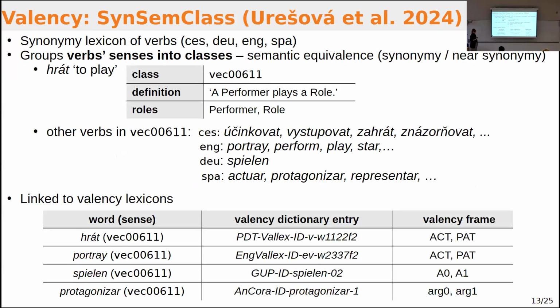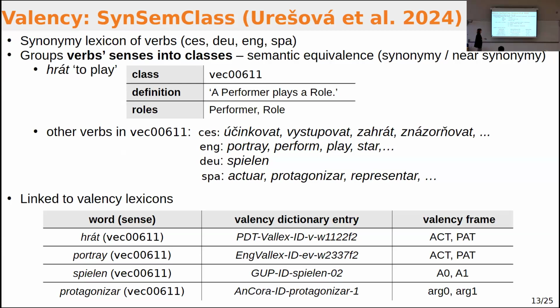So for the valency characteristics now, I use SynSemClass, which basically is a synonymy lexicon of verbs that contains multiple languages. Right now, it contains Czech, German, English, and Spanish. And what it does, it groups verbs in individual senses into classes based on the notion of semantic equivalence, so synonymy or near synonymy of meaning. So the classes are identified as certain general types of situations based on the participant or semantic roles that take part in them and their relationship.